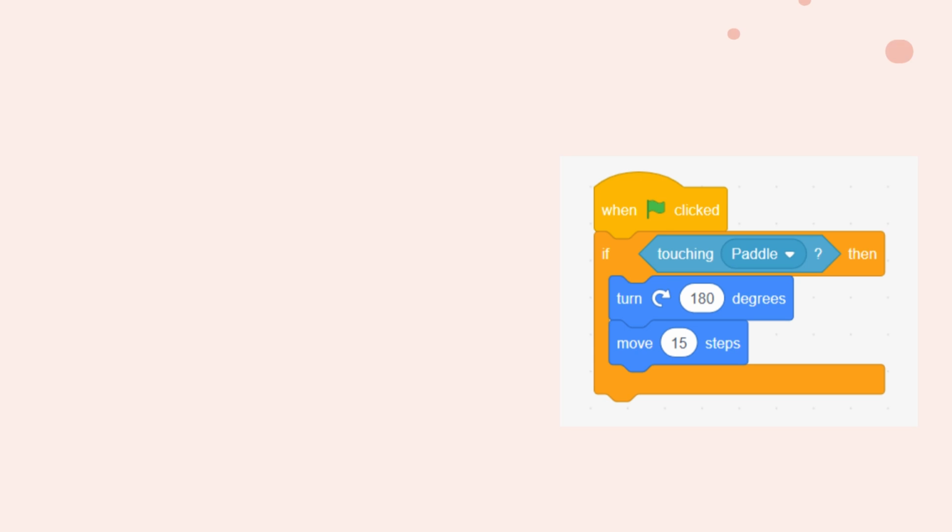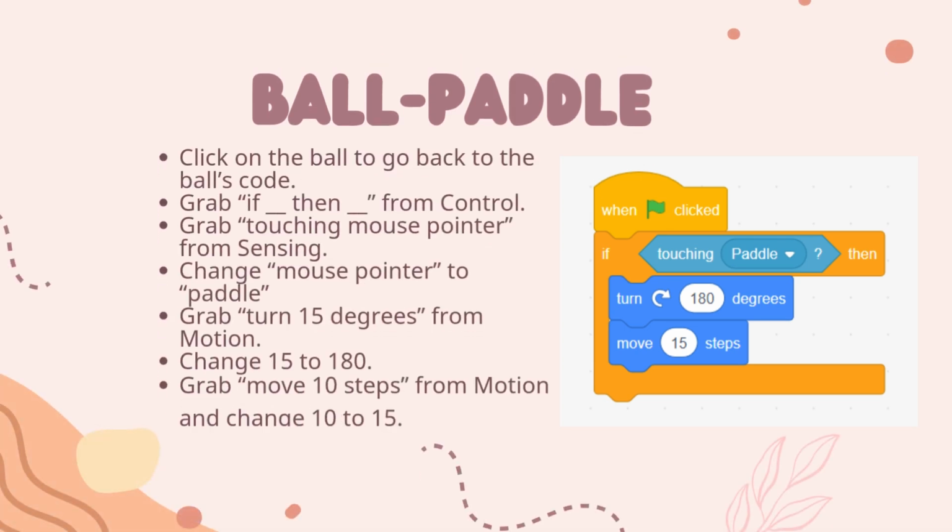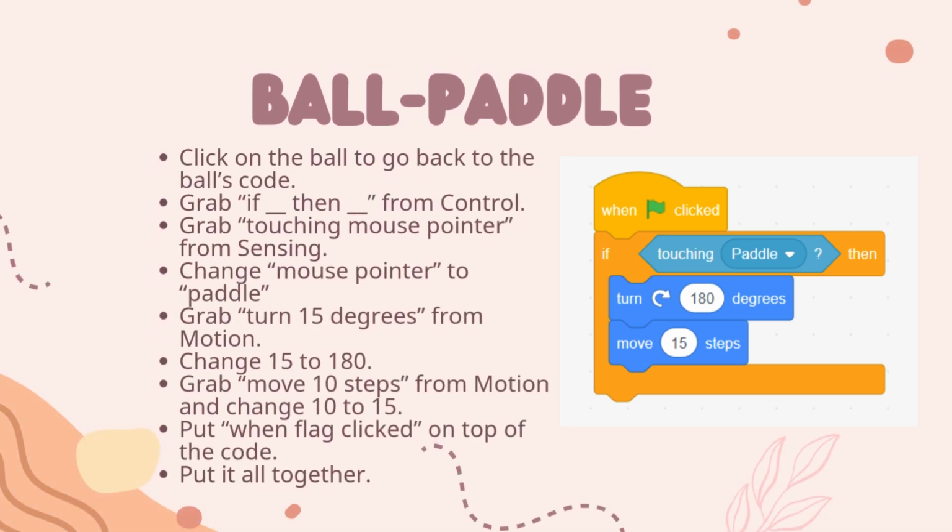Now for the ball paddle interactions. Click on the ball to go back to the ball's code. Grab If Then from control. Grab Touching Mouse Pointer from sensing. Change mouse pointer to paddle. Grab Turn 15 degrees from motion. Change 15 to 180. Grab Move 10 steps from motion and change 10 to 15. Put When Flag Clicked on top of the code. Put it all together. Try the code.